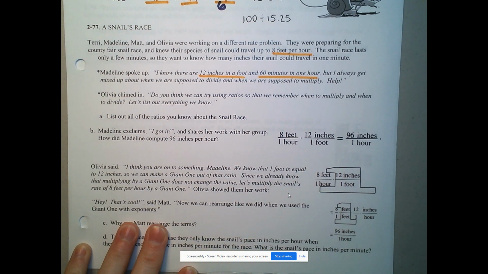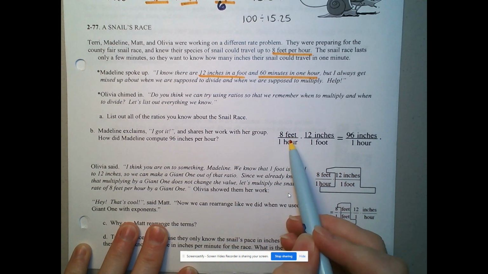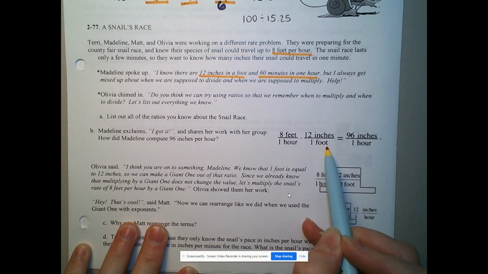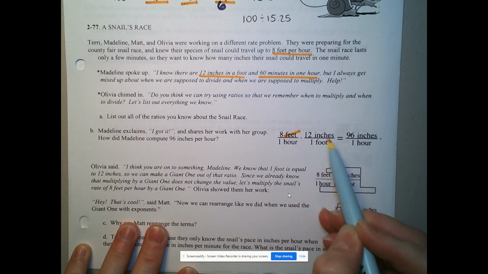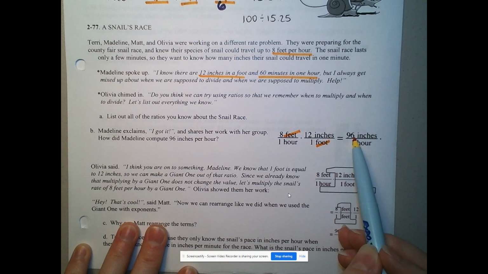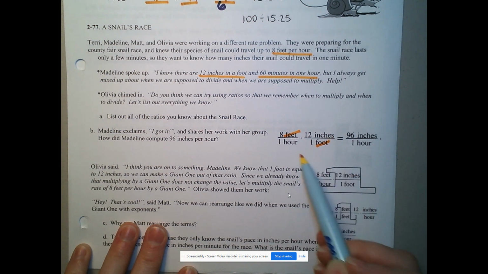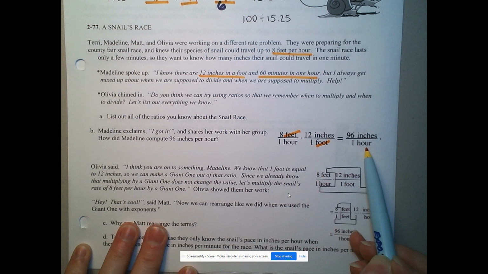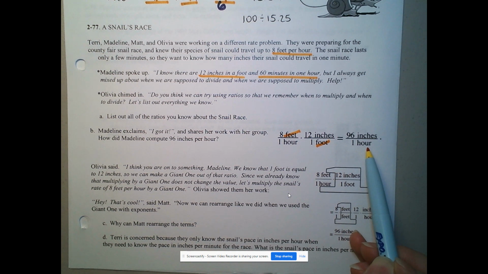How did Madeline compute 96 inches per hour? So the original was 8 feet per hour, and then she multiplied by 12 inches per foot. So she was able to cancel the feet and the foot, which even though they're not the same word, they mean the same thing. So you can do 8 times 12, which is 96, and we still have inches. 1 times 1, and we still have hours. And so we end up with 96 inches per hour. She multiplied feet per hour by inches per foot, which only left her with inches per hour.